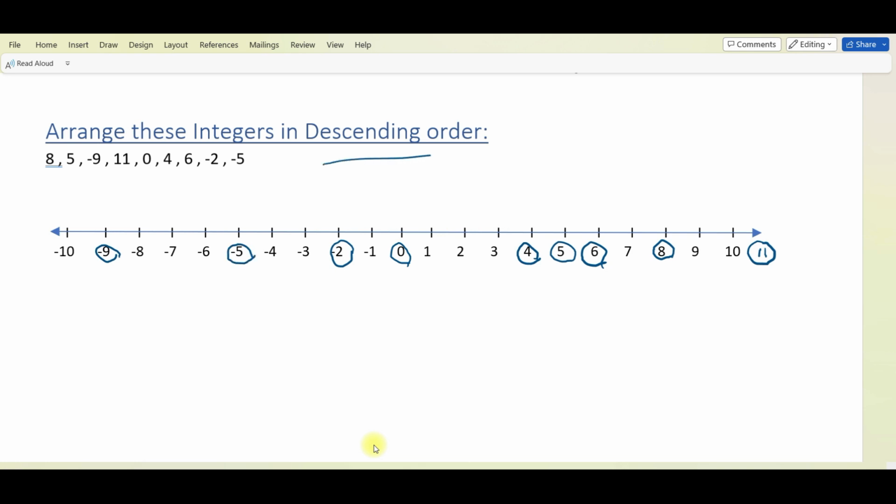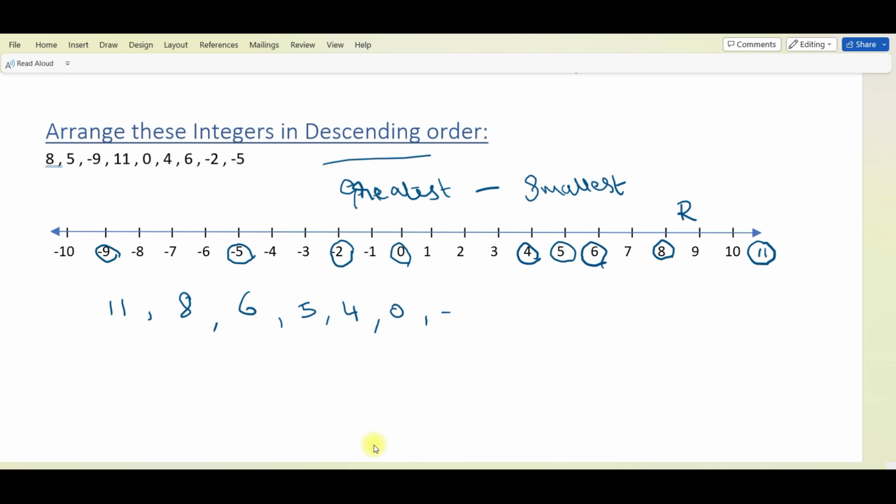So descending order is nothing but going from the greatest number to the smallest number, from a larger number to a smaller number. By looking at this number line, you always know the right side will have more value than the left. So you will simply arrange this now. So it is 11, then comes 8, then comes 6, then 5, 4, 0, -2, -5 and last is -9. This is how you can arrange in descending order.